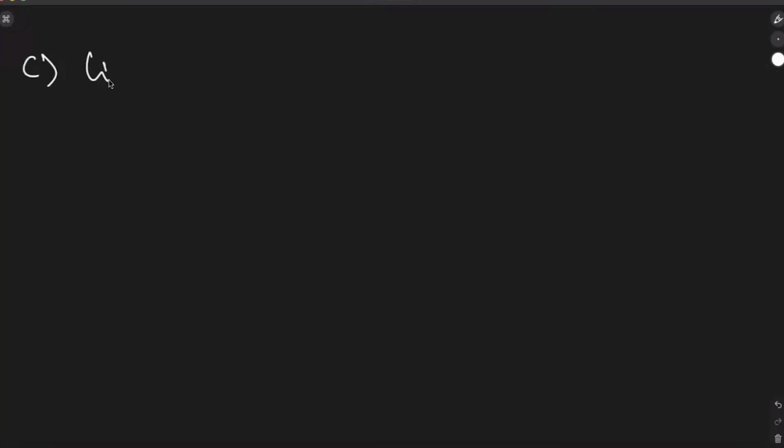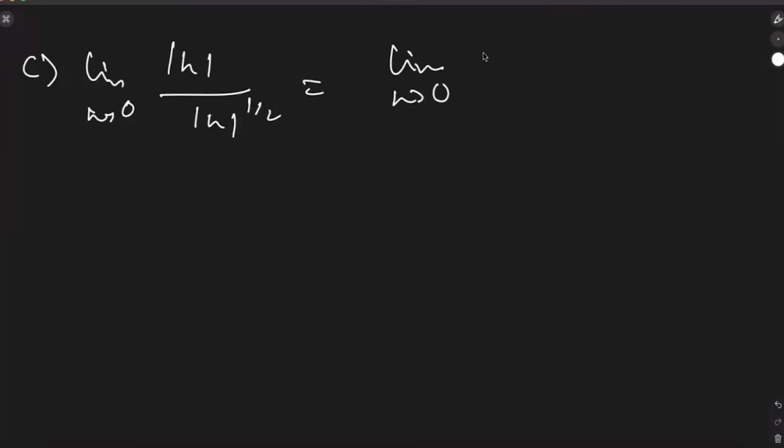So option C, limit h tends to 0 of mod h raised to the power 1/2. I'm just going through it quickly, otherwise I would be too slow. Putting value equal to 0, this exists. So option C is also correct. Now moving forward to the next option.